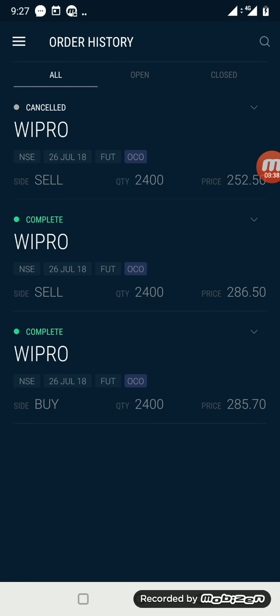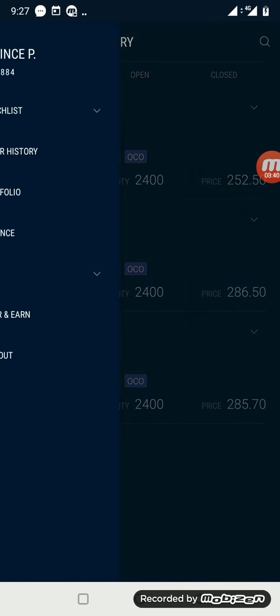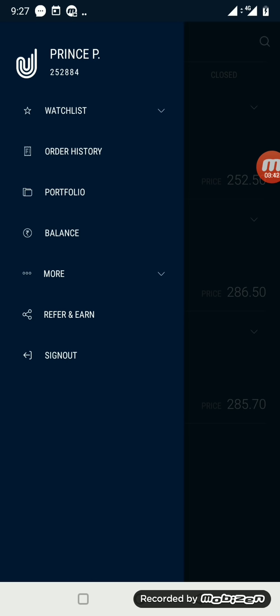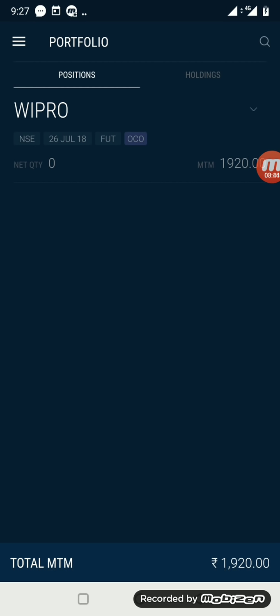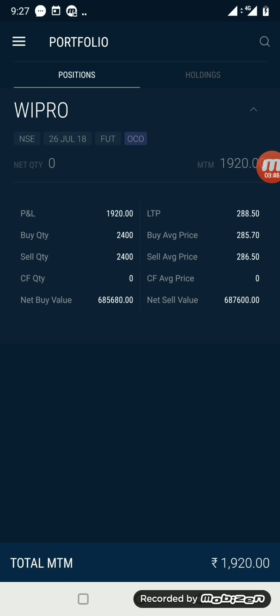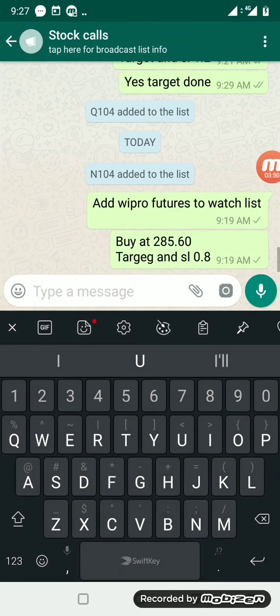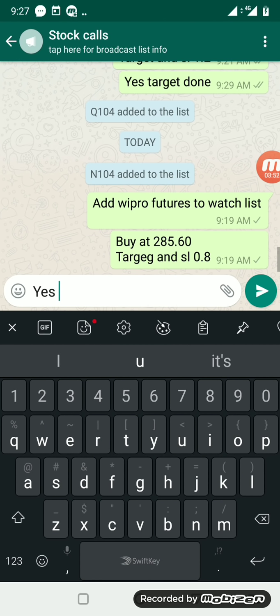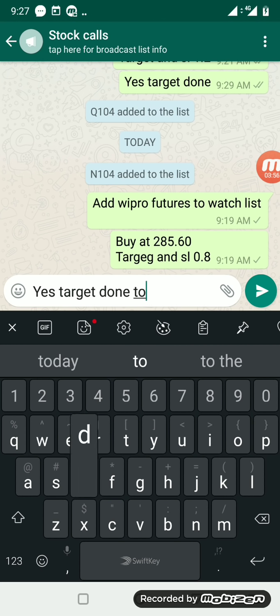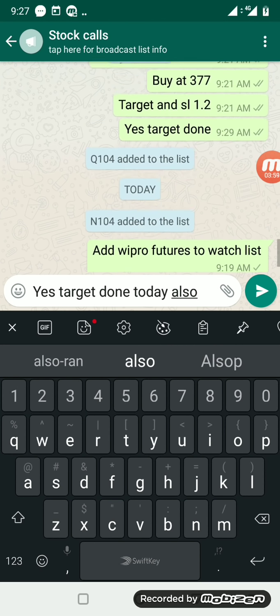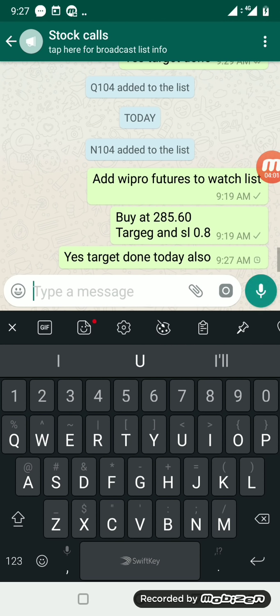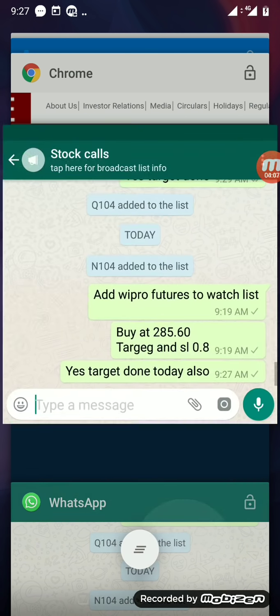Okay, so you can see that one is cancelled and another one is automatically completed. So let us just see the portfolio also. Yes, so we have made a profit for the day, that is 1020. You can see the buy price and the sell price. Let me also update in the group so that everyone makes sure it is done. Yes, target done today also. Why I meant today also is because yesterday and almost this entire week we are in profits, so we are closing the week in profits. That is why I said target today also.